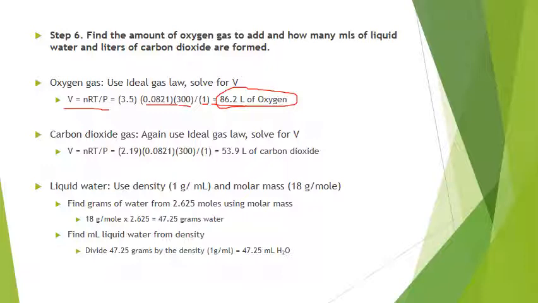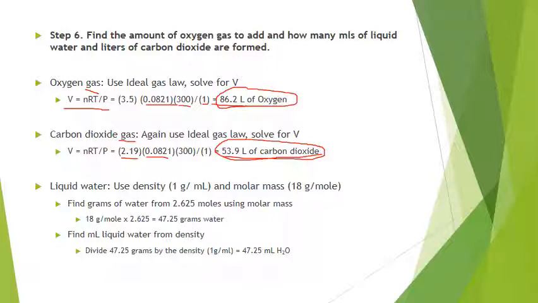For the amount of carbon dioxide you're going to produce, again you use the ideal gas law because it's a gas, just like this one up here. Take the moles from the previous slide, solve, and you make 53.9 liters of carbon dioxide.